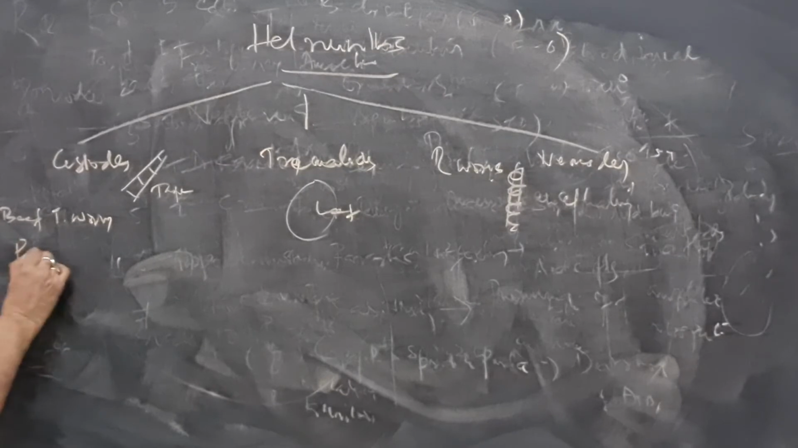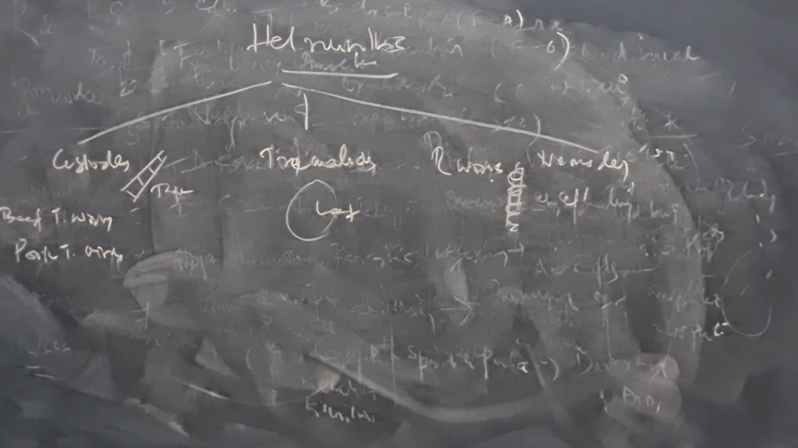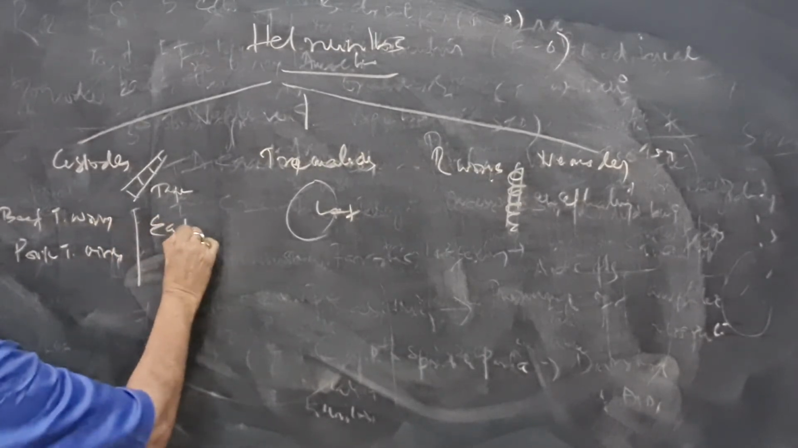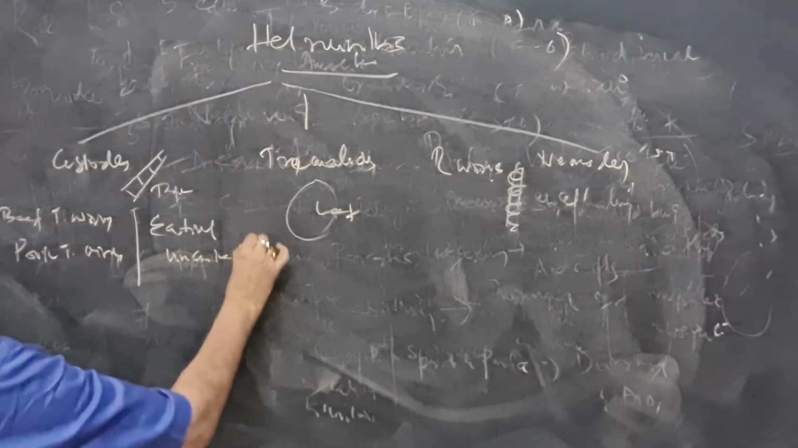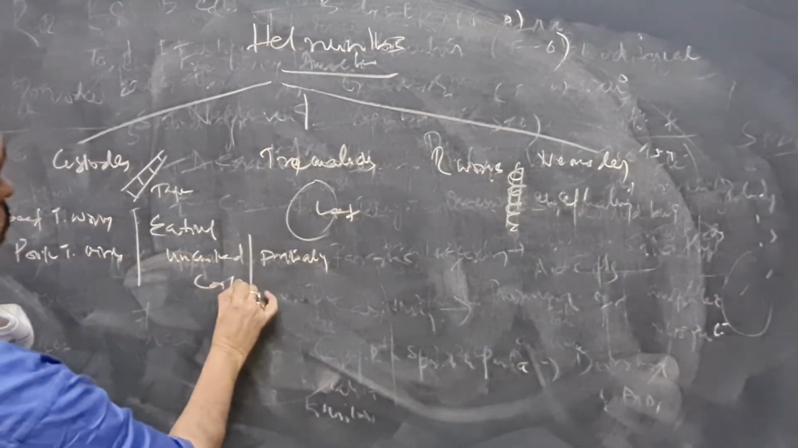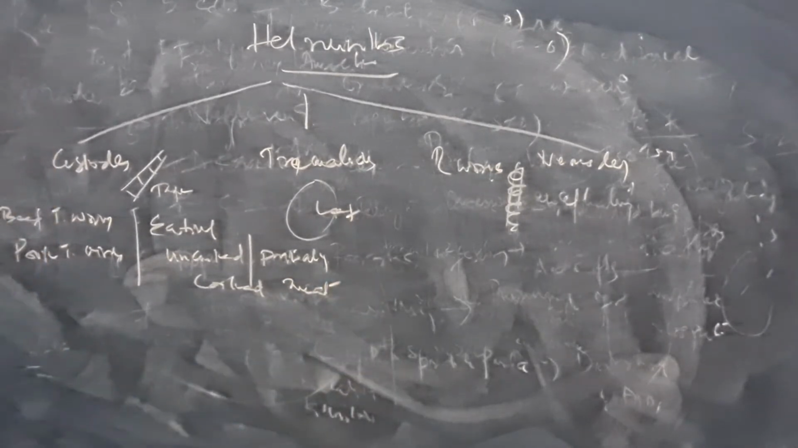Next is pork tapeworm. Pork tapeworm is Taenia solium. Man gets infected by eating uncooked or partially cooked meat, pork or beef. Habitat is in the intestine.